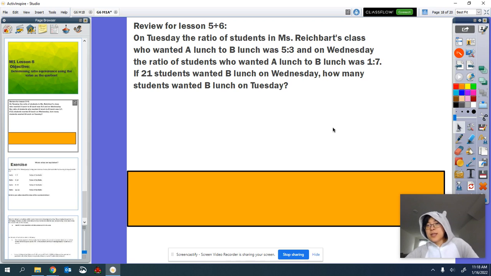So in this question, what do we know? What are the ratios, and what do the ratios represent? The first ratio we see is 5 to 3, where 5 represents A lunch, 3 represents B lunch. And this 5 to 3, the entire ratio, represents Tuesday, the students who wanted A lunch to B lunch on Tuesday. The next ratio we see is 1 to 7, which represents Wednesday. Again, it's A lunch to B lunch.